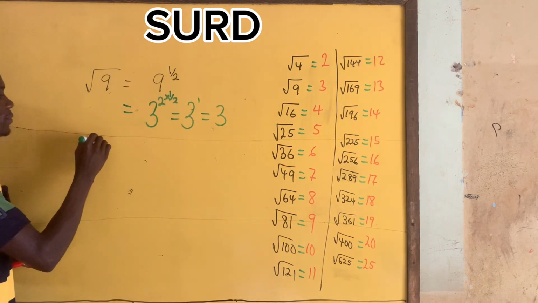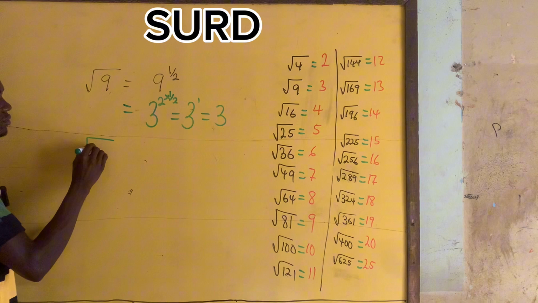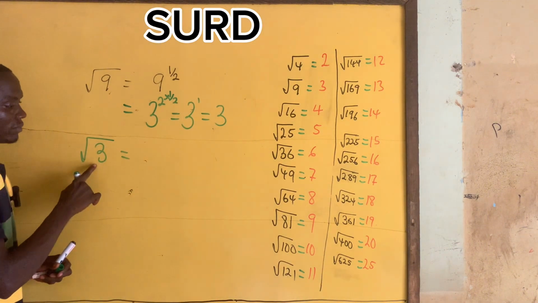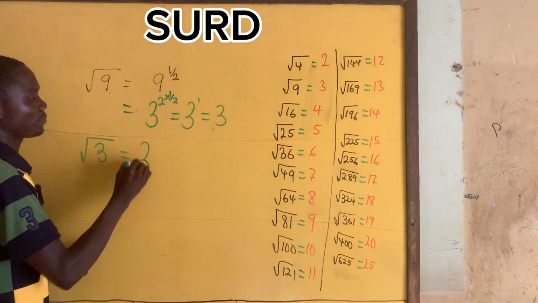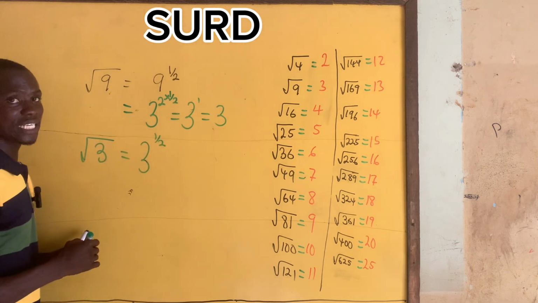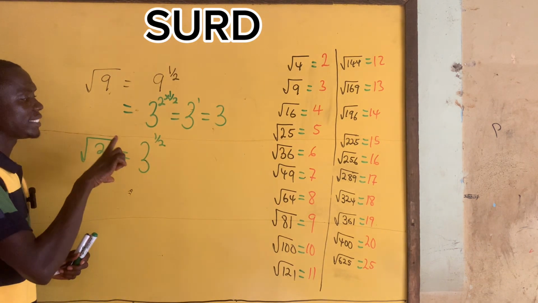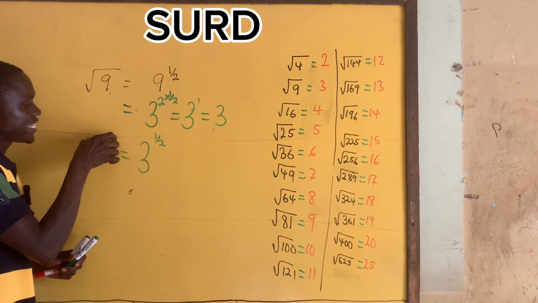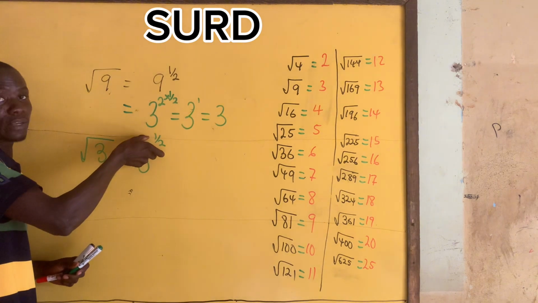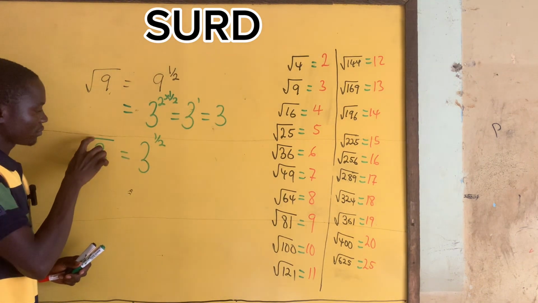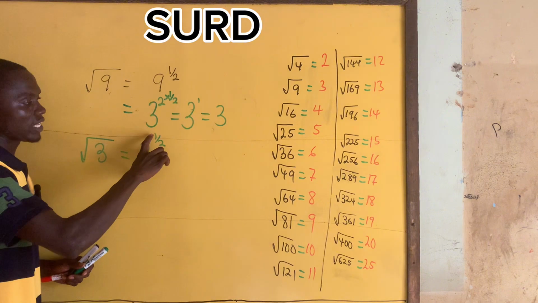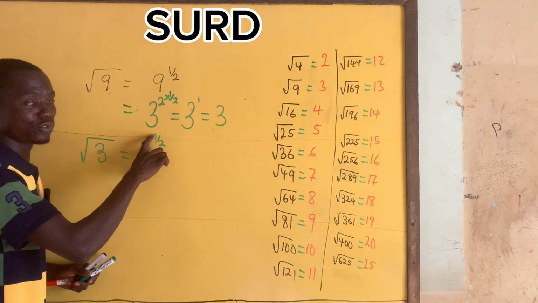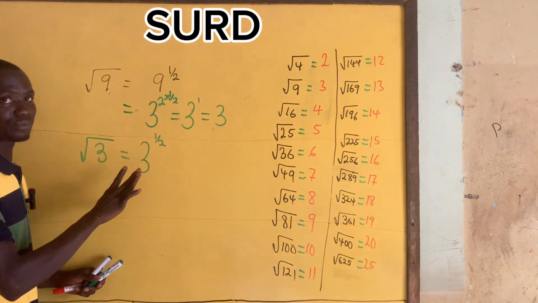What about if I take the square root of, let's say, 3? The square root of 3 is 3 power half. You see that it will still maintain the square root, either as the symbol or as the power half. This is square root of 3. This is also 3 power half, which is also the same as square root of 3.